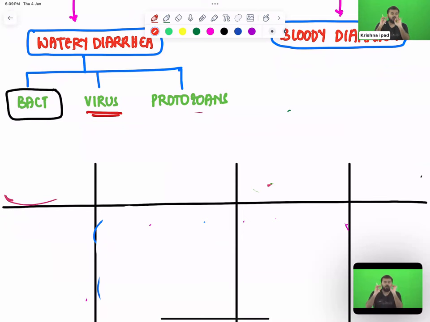Now, when it is a bacterial cause, can anyone tell me just one bacteria which causes watery diarrhea? Any idea, anyone? Karan, Ritika, Nishoka. Very good. Vibrio cholera. Bacillus cereus causes watery diarrhea. Very good, Nidhi Jain.